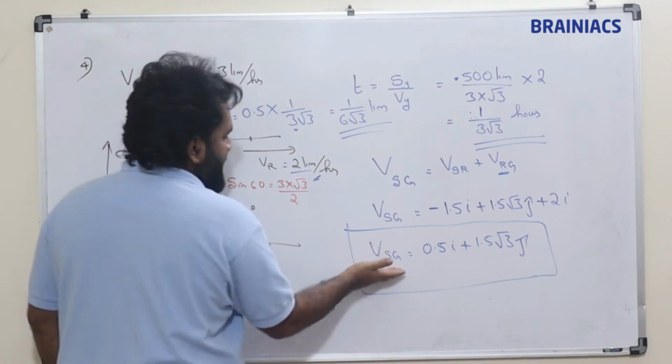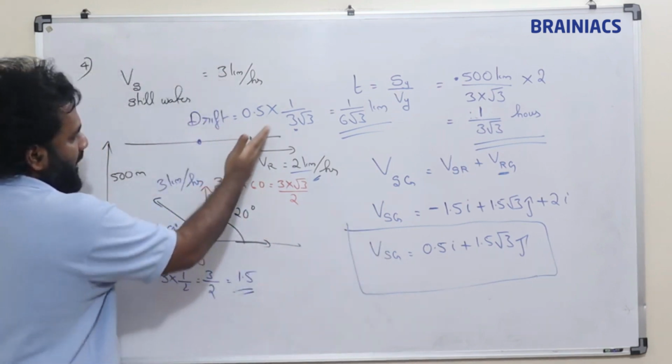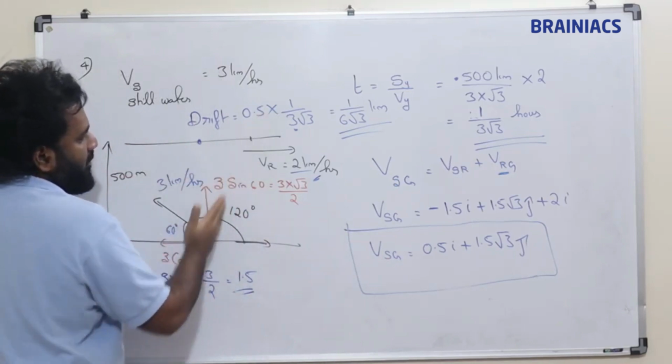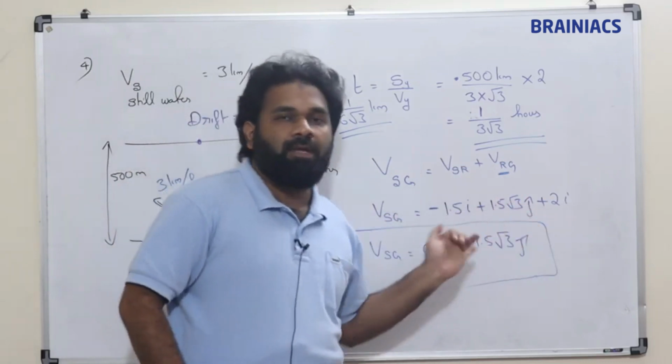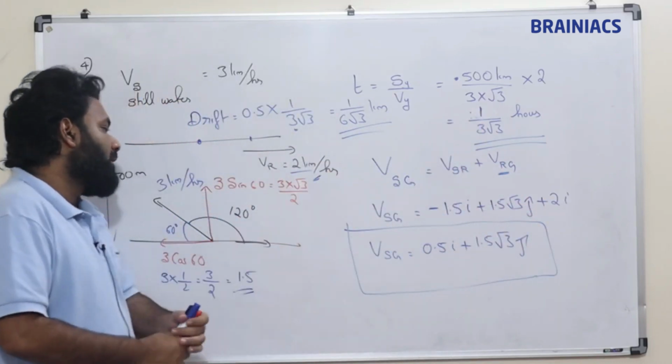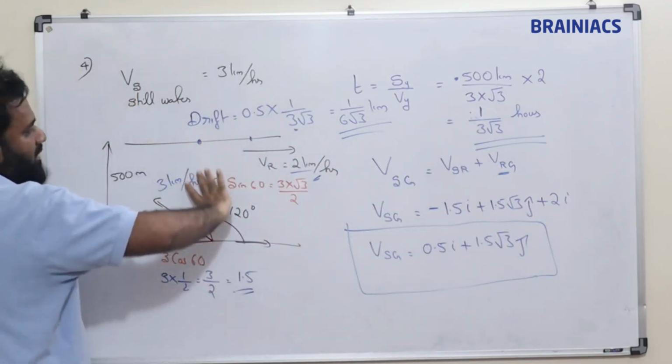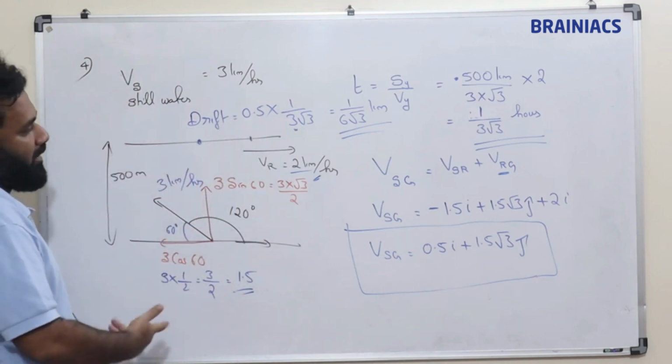And this is the velocity in this direction. This distance also we can find out. This into time, that actual distance also we can find out, or otherwise this distance square plus this distance square. Okay, done.